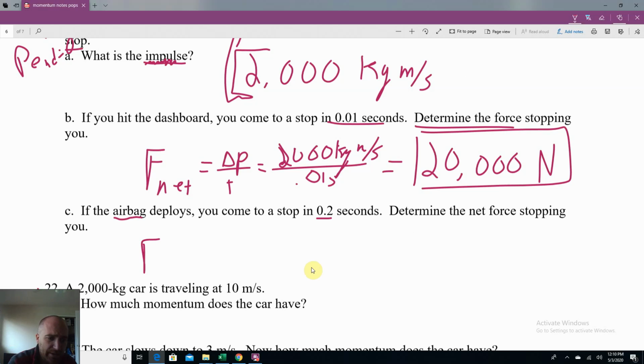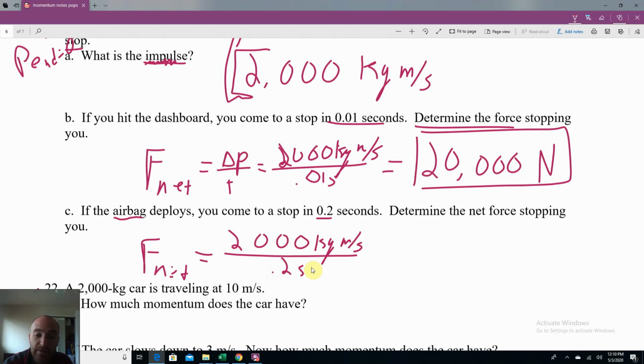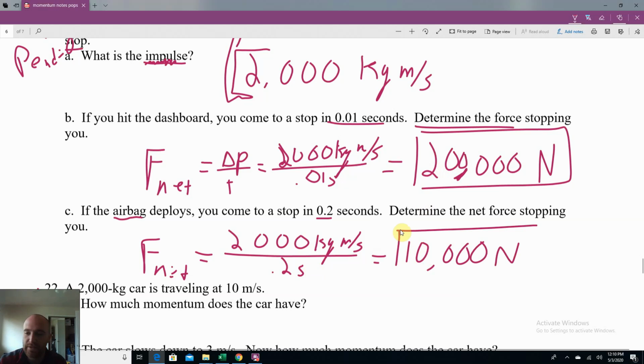We're solving for the net force again. So we're solving for the same thing, actually. But it's a different amount of time, so it's the same impulse, 2,000 kilogram-meter per second. But now it's not 0.01 seconds, it's 0.2 seconds. Again, a lot longer time. And let's see what that does to the force. When you divide carefully, I got 10,000 newtons. Whoops, I made a mistake earlier, everyone. I'm sorry. The answer to this one was 200,000. I apologize for that. Okay, but for this one, you do get 10,000 newtons.